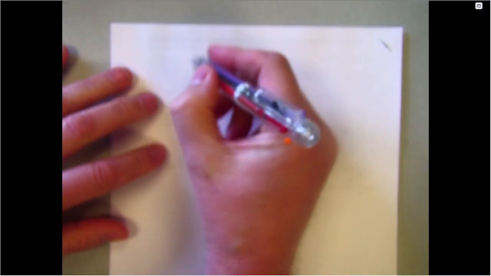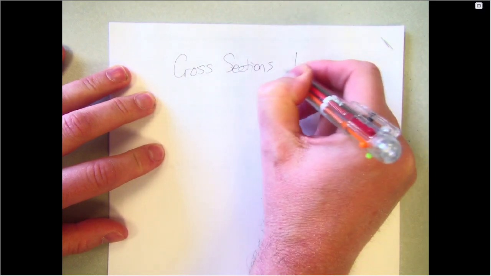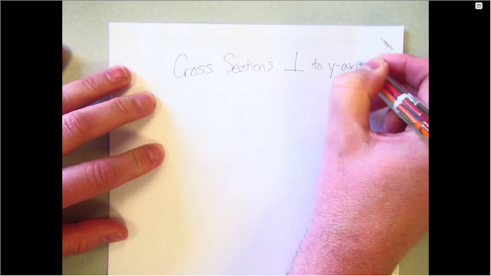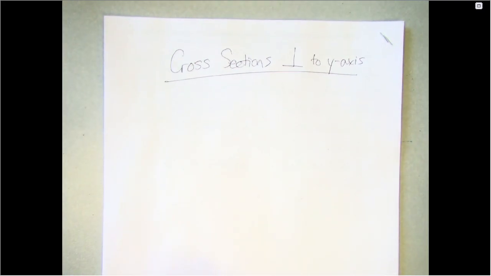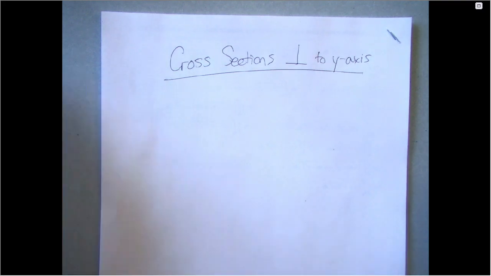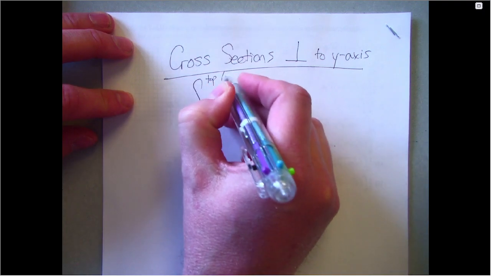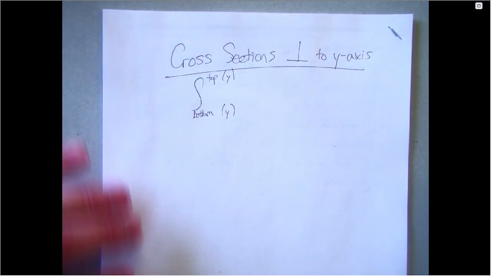Okay, so you might go to the back and write down just kind of the general formula. So cross sections perpendicular to the y-axis. Because we're perpendicular to the y-axis, everything's got to be in terms of y. So remember that means it's solved for x. So our limits for our integral will be y values. So it's like the bottom of the shape to the top of the shape, and those are both y values.